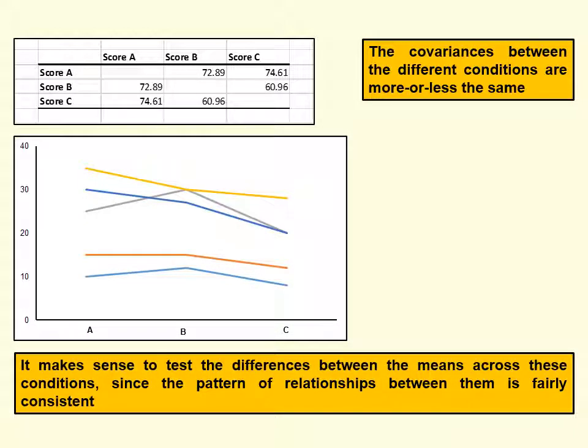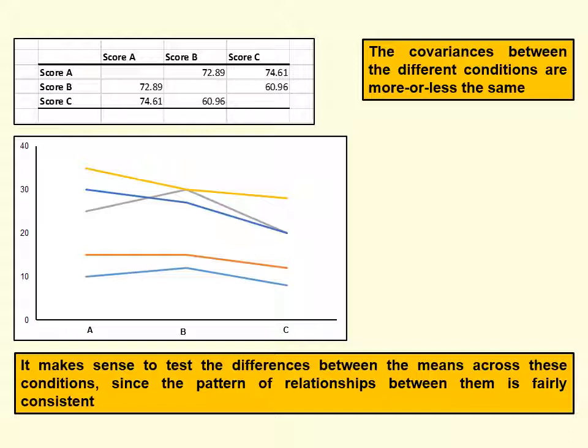And here what I've done is I've plotted a separate line for each person in the data set, person 1, 2, 3, 4, and 5, based on his or her score in condition A and condition B and condition C. And I'd argue that it makes sense to test differences between the means across these conditions, since the pattern of relationships across them is fairly consistent.